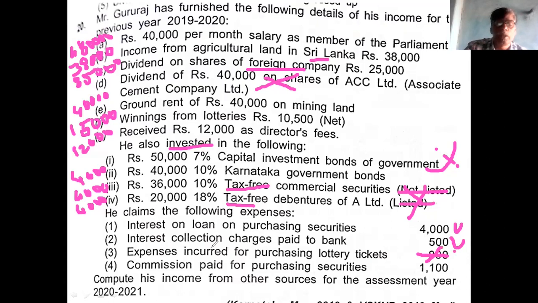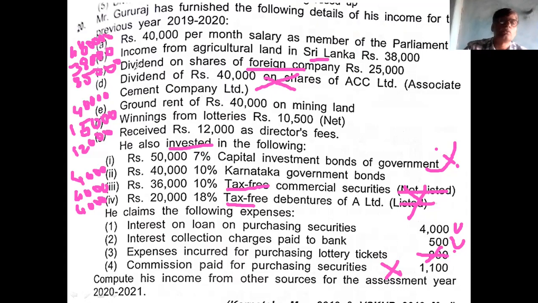Then commission paid for purchase of security is 1,000. It is not related to interest. It is relating to purchase of security. Therefore, it is not allowed. So 4,500 you deduct. Whatever answer comes, that is your income from other source.